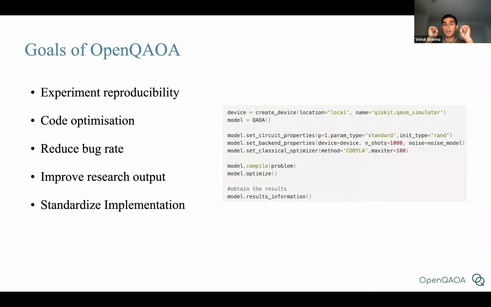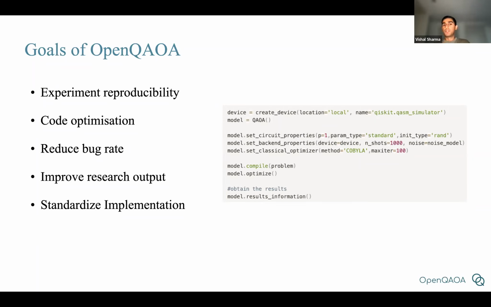Then the rest of the steps are really simple. You create this model called QAOA, and then step by step, you associate the construction of this algorithm. You start with how many layers you want, what kind of parameterization you want, what kind of initialization you want, and so on. Then you set your backend properties: if you want to use a noise model with the simulator, the number of shots you want to use, and so on. And then finally, you set your classical optimizer. What kind of optimizer do you want to use to update the expectation values?